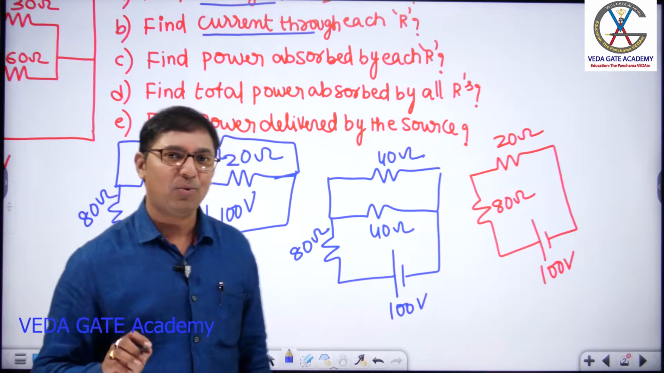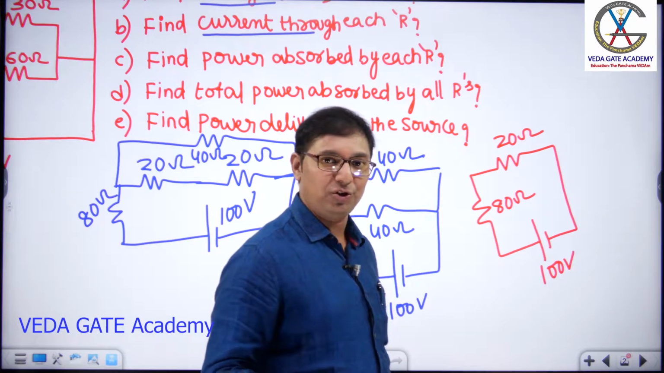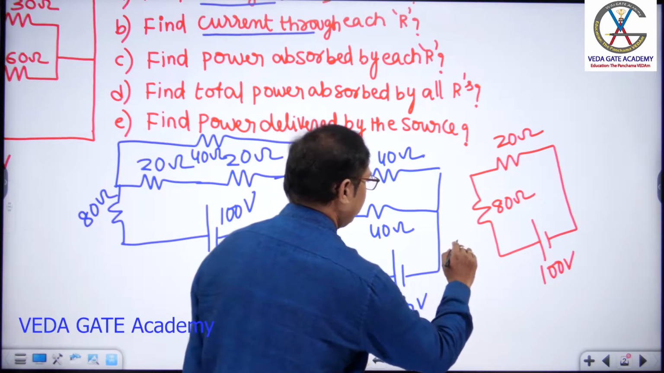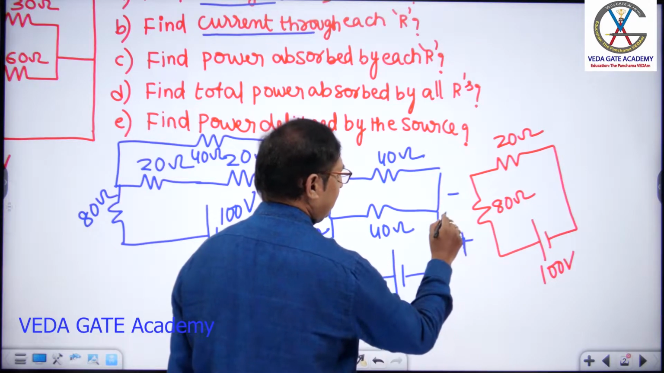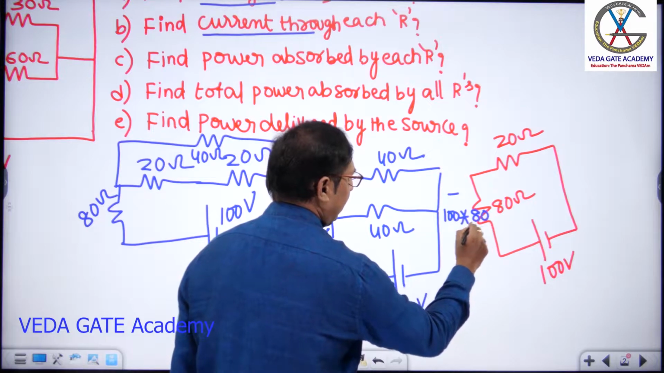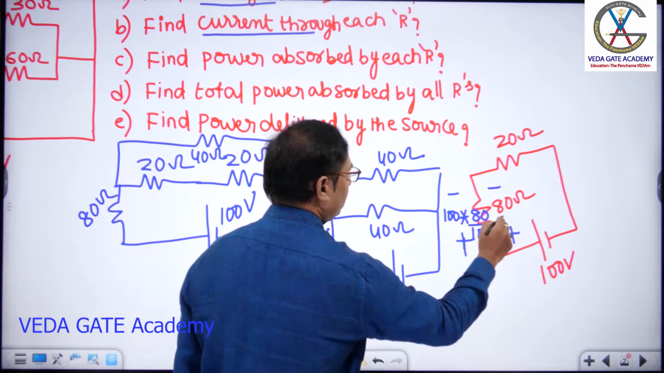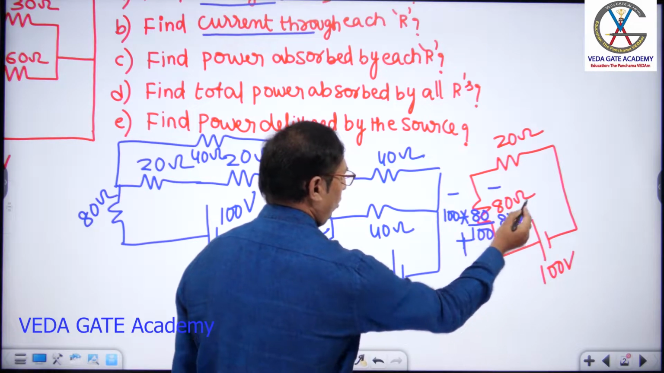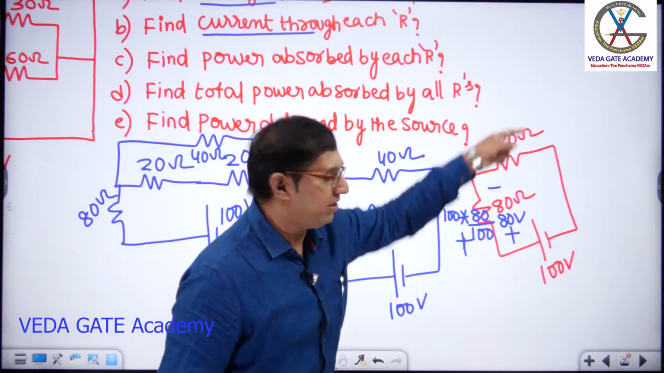Voltage division to apply, what conditions have to be satisfied? It should be a series circuit and any one voltage should be known. Yes, applying voltage division, sir. Plus, minus. Current comes like this. 100 into respective resistance, 80, by total resistance, 100. Finally, what is this voltage, sir? 80 volts. Now, I want to find voltage across this.